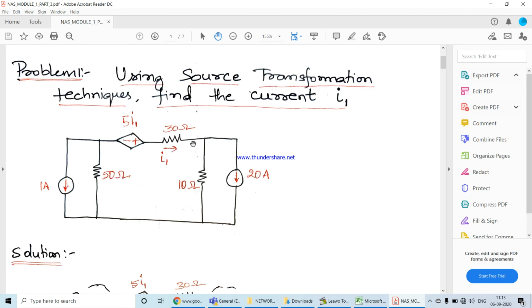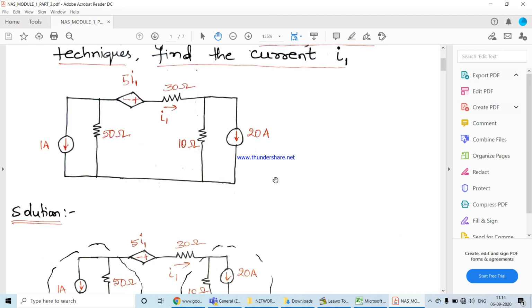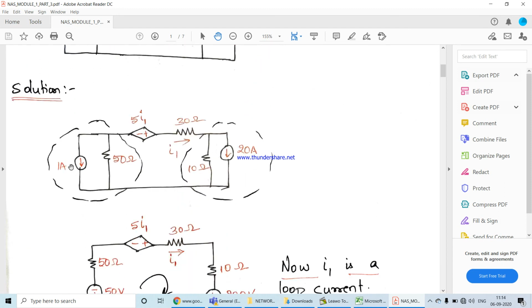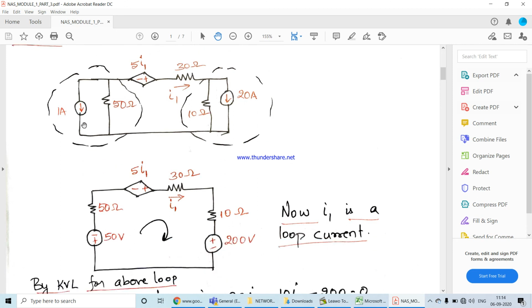We'll see at the end whether we need to apply the current division rule or just apply KVL for the entire loop to obtain the result. Here you can see 1 amp is in parallel with 50 ohms, and similarly we have 10 ohm in parallel with 20 ohms, 20 amps. So why can't we convert these into serial? These two parallel combinations get converted into serial by using Ohm's law. How do you do that? By converting a current source in parallel with a resistance to a voltage source in series with the resistance.